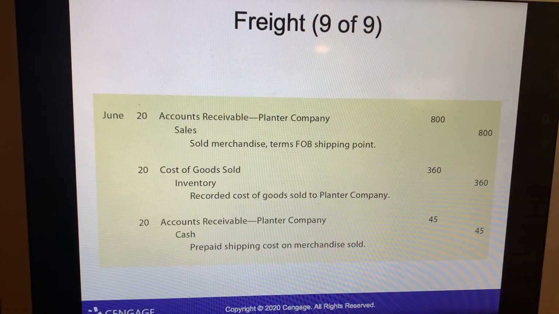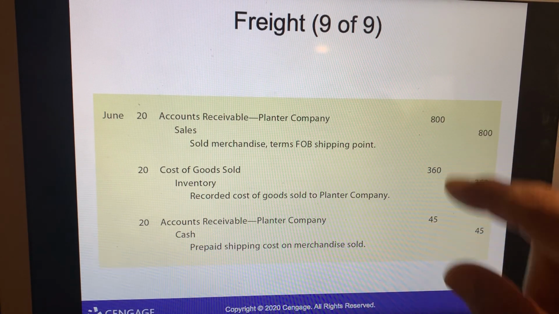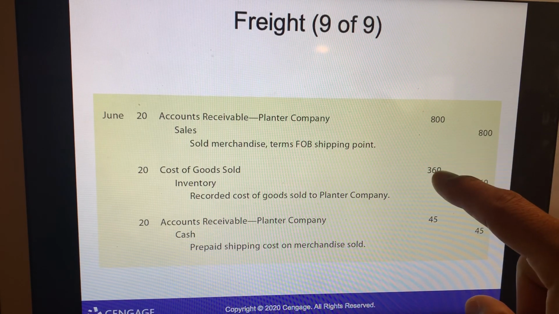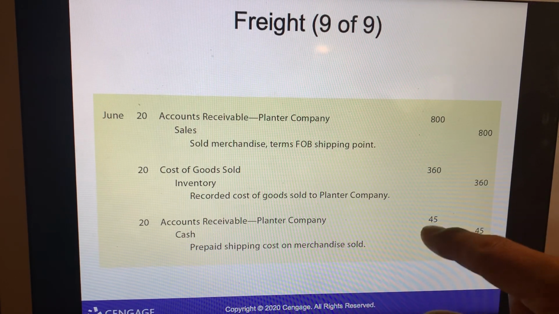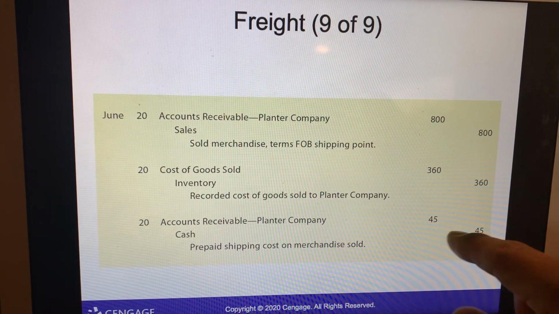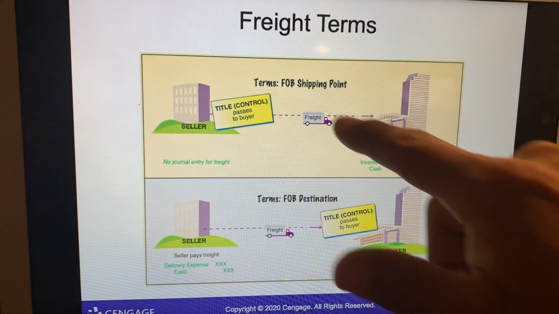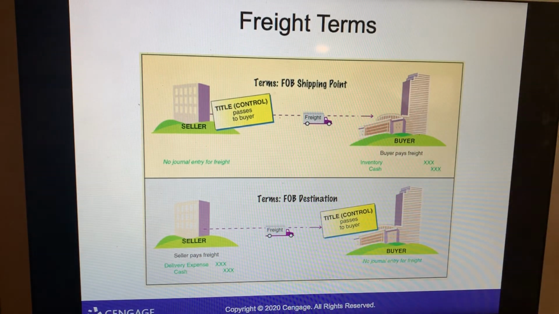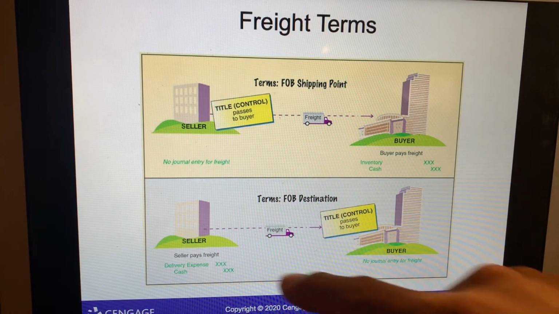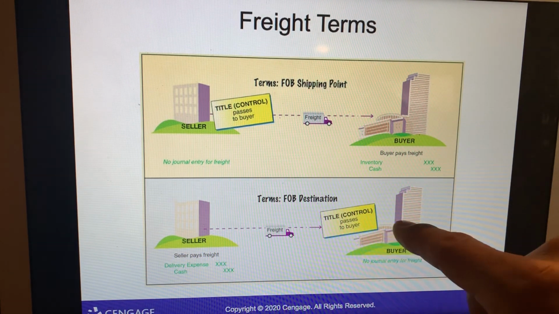So here's this recording. Sales: accounts receivable $800, sales $800. Balance sheet, income statement. Cost of goods, that's how much these goods cost, was $360. We're pulling this out of inventory, and then our accounts receivable was $45, and cash was paid for that. So freight terms, here's an example. FOB shipping point, title passes to the buyer, and then they're taking care of that. Here's the journal entry for that, and then here's FOB destination. So the seller is paying the freight, and then the title passes whenever they receive it.